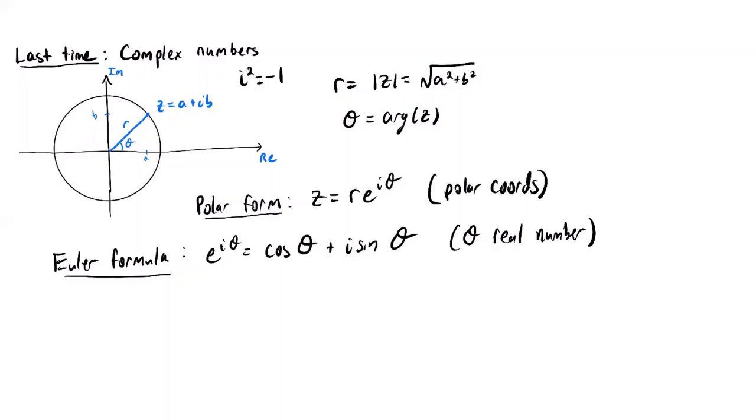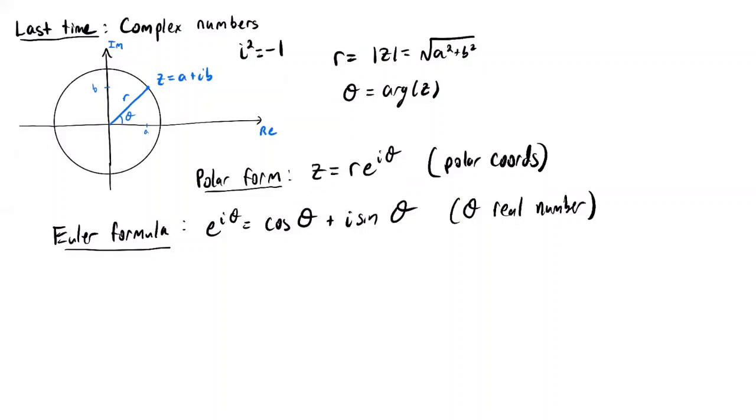For the first part of the lecture today, I want to continue talking about a few important properties of, or results related to, complex numbers, and then we're going to turn back to talking about Fourier series. The first thing I want to talk about are some consequences of the Euler formula, which is just this formula up here.